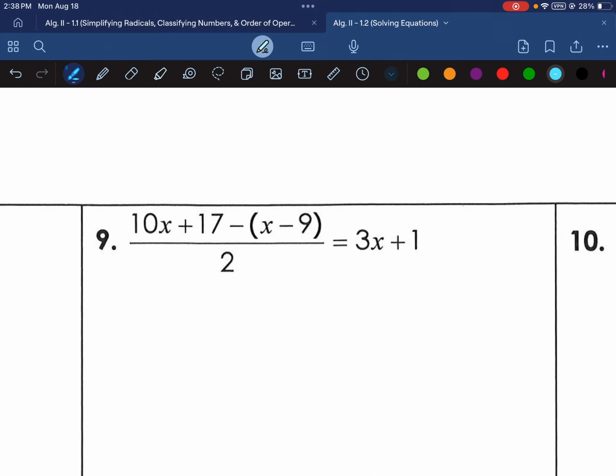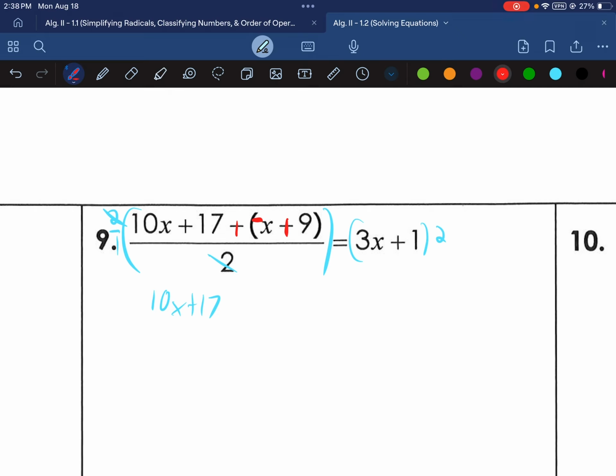Moving on to the next page, we have more equations. And we start out with this whole left side of the equation being divided by 2. And so before we do too much, we have to undo that division by multiplying. So we'll multiply by 2, or 2 over 1. And we'll multiply the other side by 2, making sure to multiply that entire right side, not just one part or the other. So the left side is 10x plus 17.